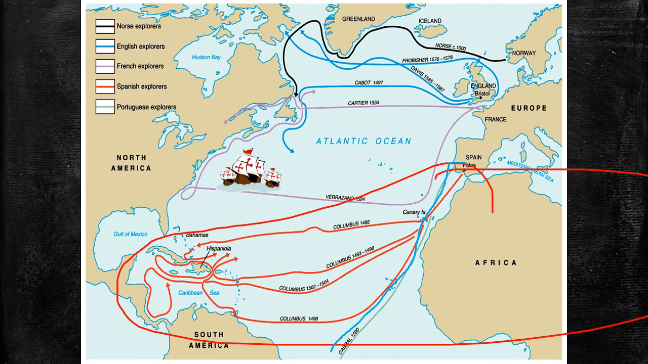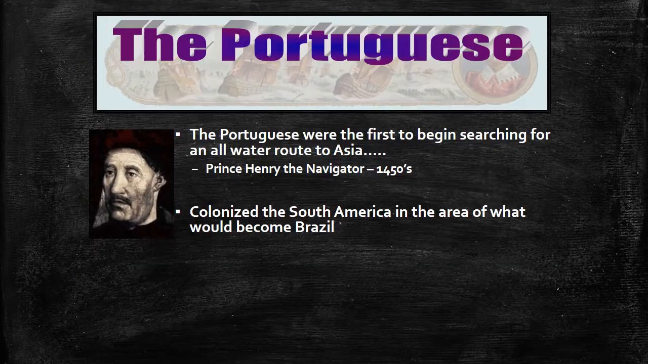And the black, so the Portuguese. The Portuguese were the first to begin searching for an all-water route to Asia. That was their hope. So Prince Henry led the way in sponsoring exploration for Portugal, a small nation next to Spain. And first, Prince Henry's navigators discovered and claimed certain islands to the west and southwest of Portugal.